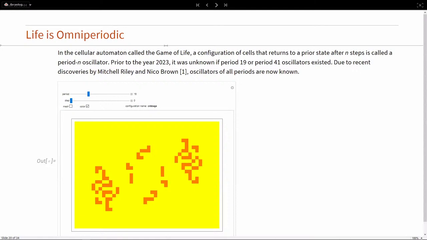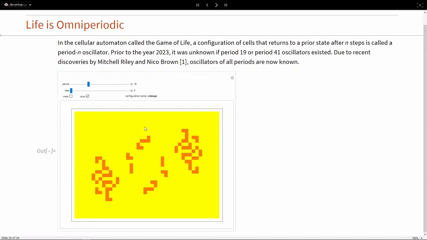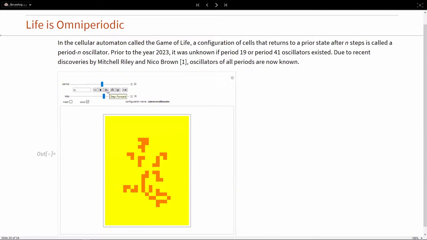Last year, it was shown that life is omniperiodic. Here's the last solution that was found, and we can run this. This is a demonstration that has all of the life oscillators in Conway's Game of Life up to period 100. So there's a period 19. Let's see, period 41 was one of the last ones found.